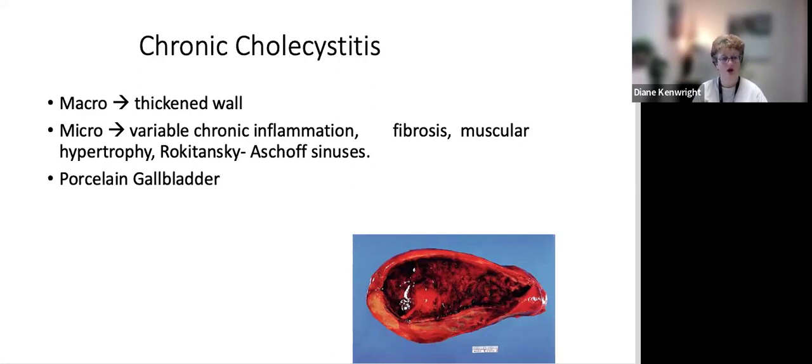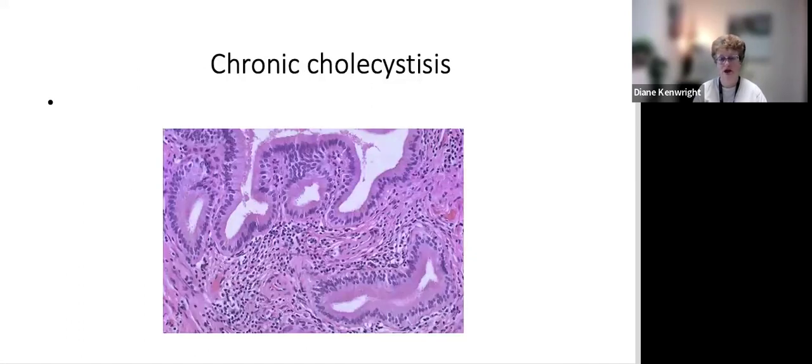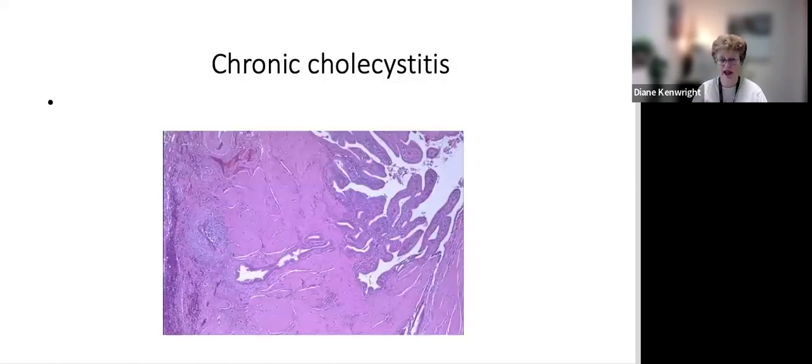Onwards. Okay, so this is a picture of chronic cholecystitis, showing that we've got chronic inflammation in the wall. Remember, the gallbladder is normally lined by this epithelium. This is emphasizing the fibrosis and muscular hypertrophy.